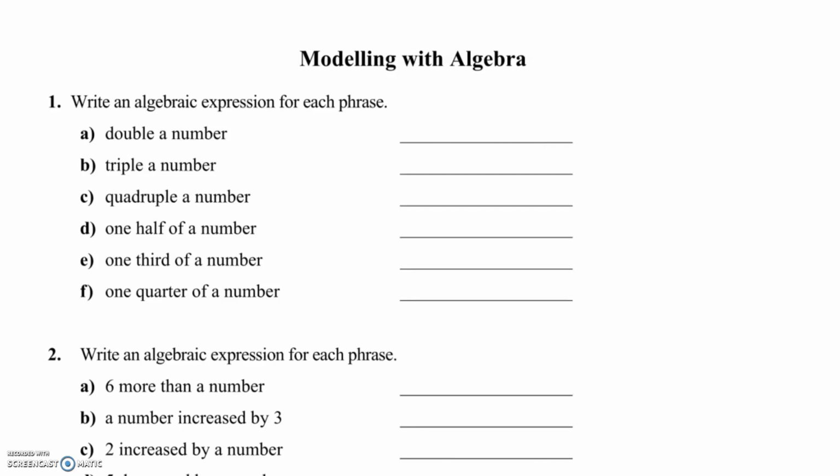This lesson is on modeling with algebra. We're going to start by getting familiar with changing words into algebraic expressions. Number 1 says write an algebraic expression for each phrase, and the first phrase is double a number.